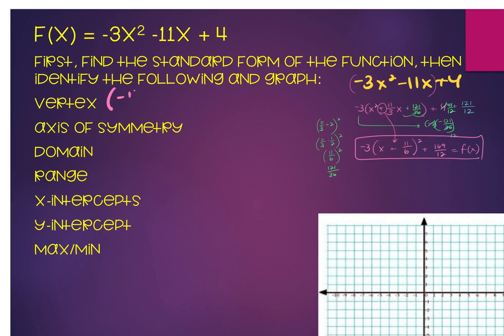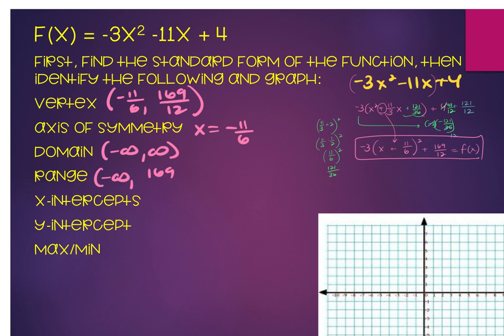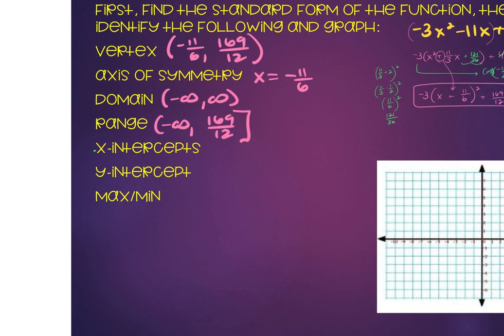Be careful. If you already had it in standard form and you wanted to find the vertex, you're doing the opposite of what follows x and then the k. So -11/6 and 169/12. Your axis of symmetry is x equals -11/6. The domain is all real numbers because it's a parabola. Your range, this parabola opens down, so it's -infinity up to 169/12.